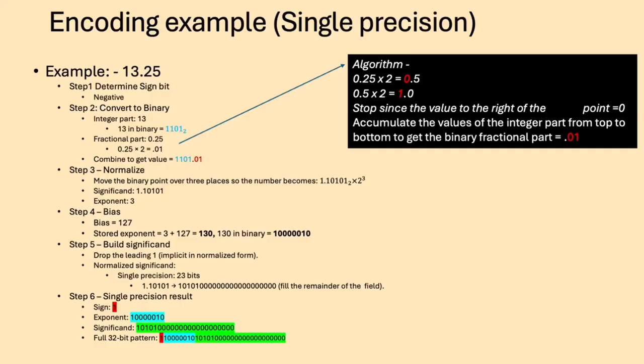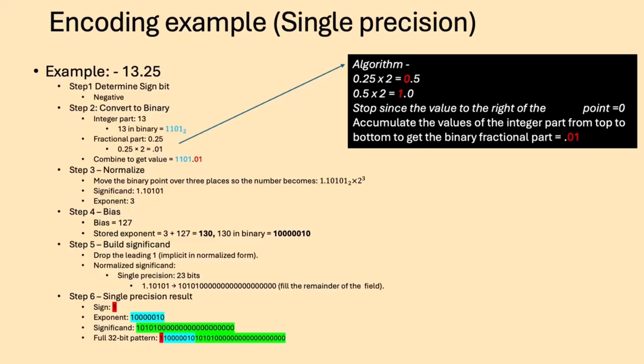Recording the values to the left of the decimal point from the top down gives a value of 01. So the full converted number is 1101.01. Next, the value is normalized by shifting 3 places to get 1.10101. The bias for single precision is binary 1111111 plus the stored exponent of 11, which is 3 in base 10, giving binary 10000010 for the exponent value.